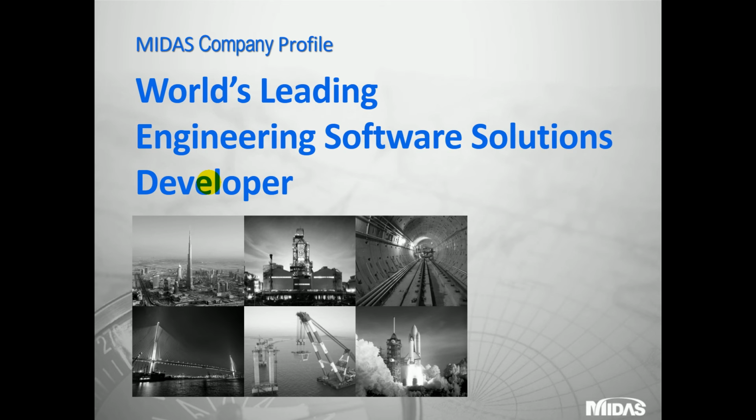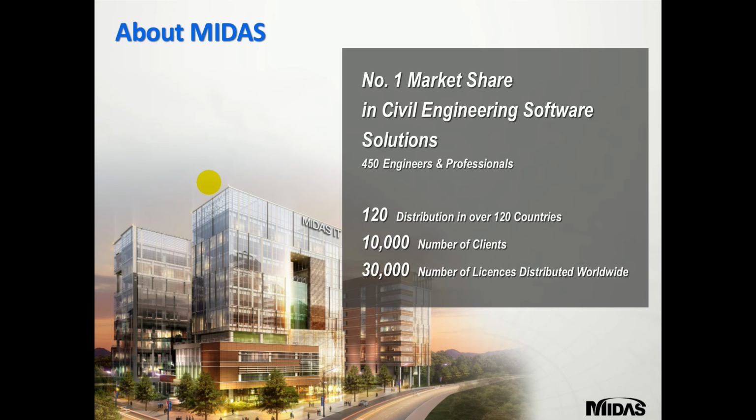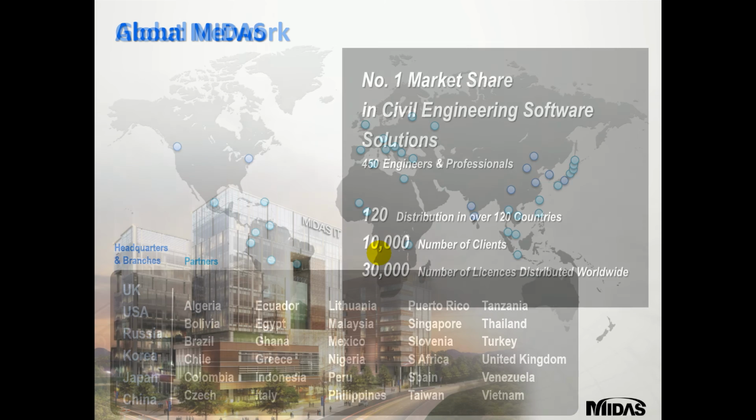Just to give you a brief introduction to Midas. Midas are a world-leading engineering software solution developer and distributor. We've got the number one market share in terms of civil engineering software solutions, and we have over 450 engineers and professionals working for the company. We distribute in 120 countries, and we have 10,000 clients, and we've sold over 30,000 licenses, making us a global award-winning company.